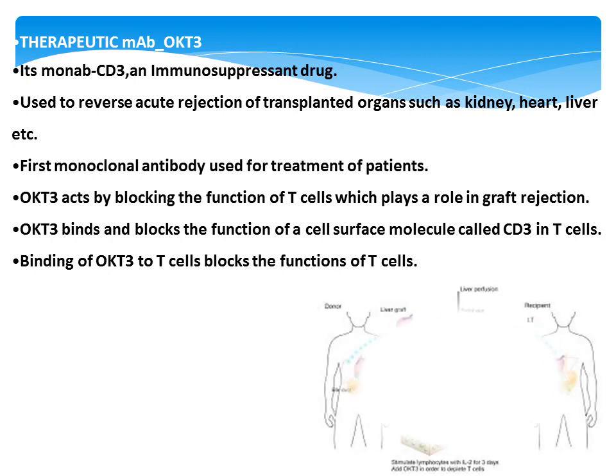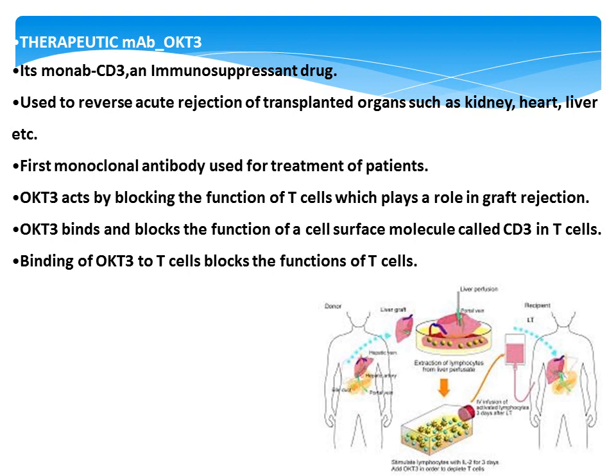transplantation rejection. So here is a picture of a liver donor and then there is a liver recipient. So you take the organ liver, then you extract the T lymphocytes and then you add OKT3 and then you put it back into the body of the recipient along with the organ so that there is no transplantation rejection.